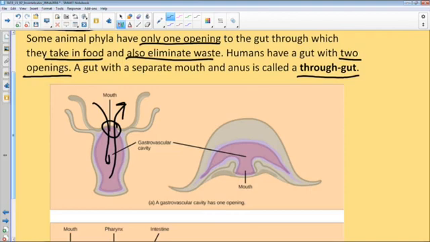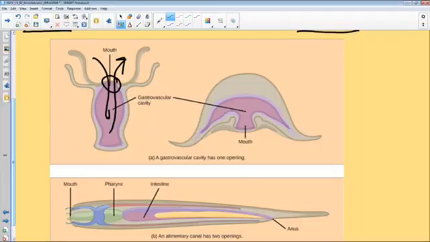And if you were to think about this, this would be a system that is not effective because it's using a common opening to both ingest food and to eliminate waste. So again, not a very evolved characteristic, something that is very simple that would be found in some of the simpler invertebrates.